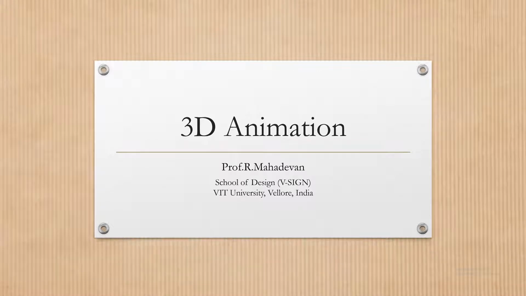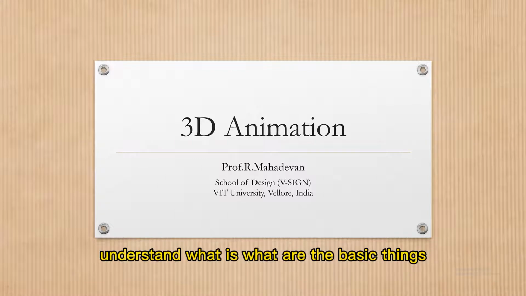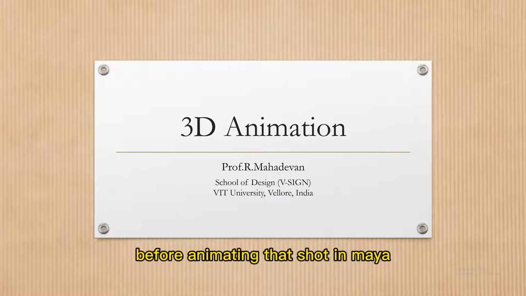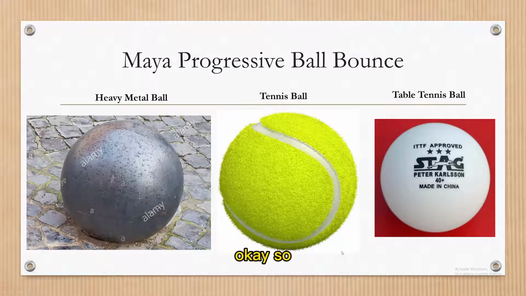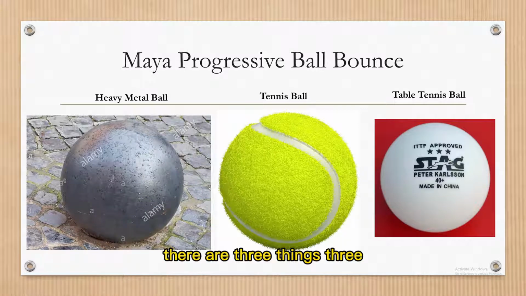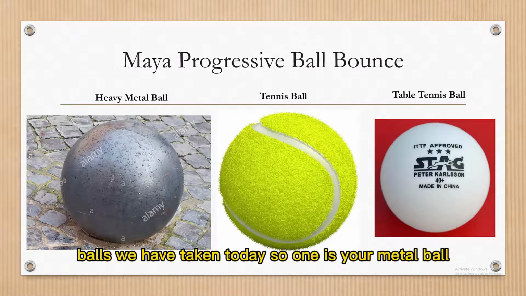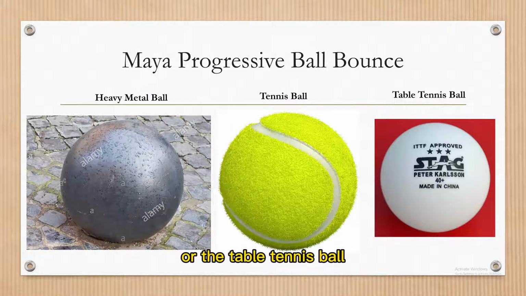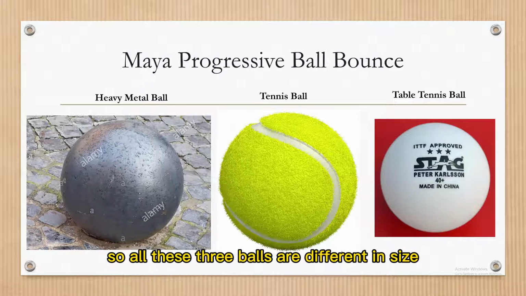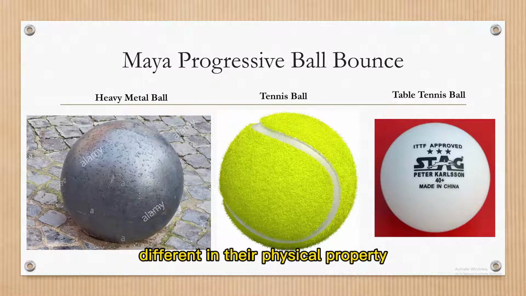We'll first understand the basic things which we need to understand before animating that shot in Maya. There are three balls we have taken today. One is your metal ball, next one is your tennis ball, third one is your ping pong ball or the table tennis ball. All these three balls are different in size and different in their physical properties.